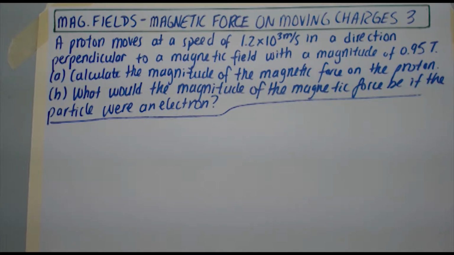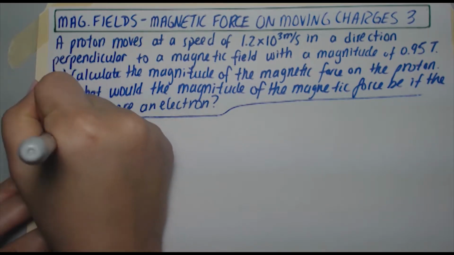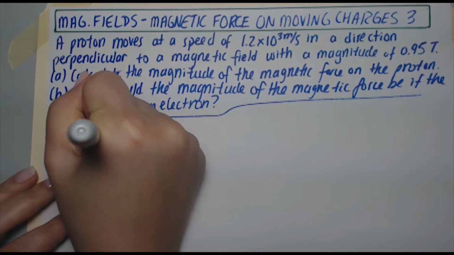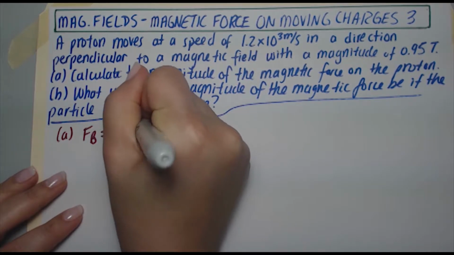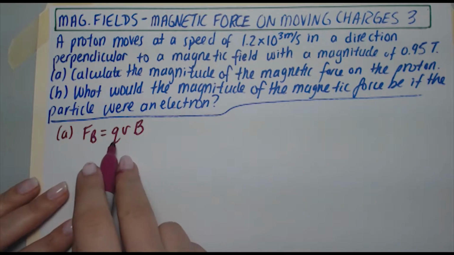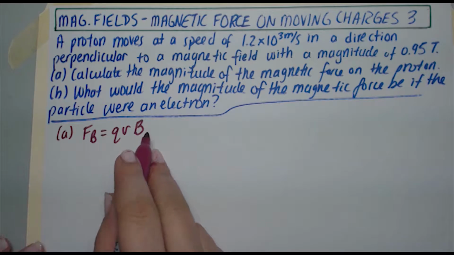So the nice thing is we don't have to use the right-hand rule here because we're only asked for the magnitude of the magnetic force. And so really we just have to use the following formula. Magnetic force F_B equals qvB. Okay, so charge, speed, and magnetic field.